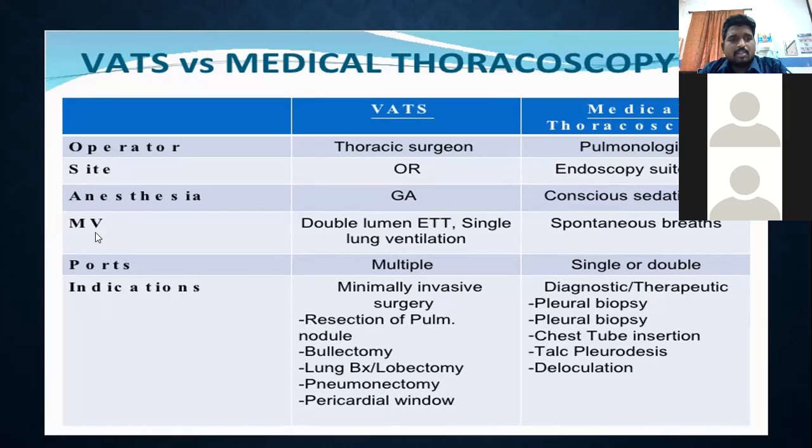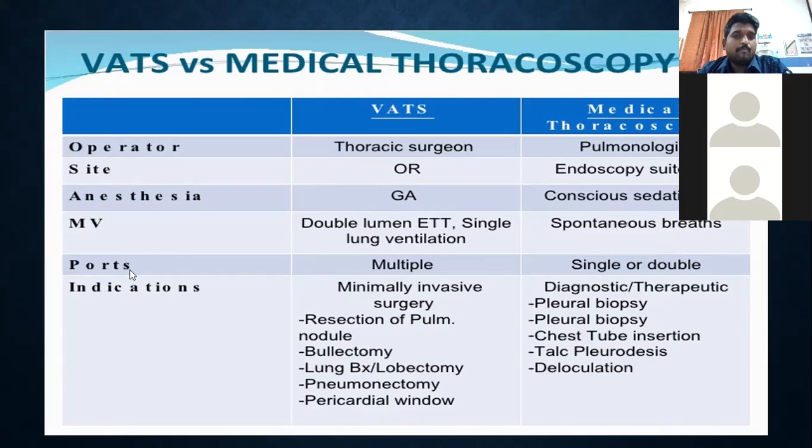And what are the types of mechanical ventilation? So usually in VATS, they collapse the lung by using a double lumen tube, or single lung ventilation is a common strategy that is followed for VATS. Whereas in medical thoracoscopy, we allow the patient to breathe spontaneously, and we can talk to the patient, and we can do the procedure, which is such a simple procedure. And we should thank the innovation for that.